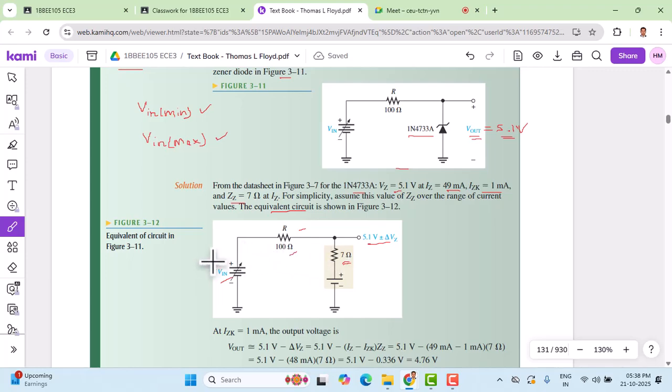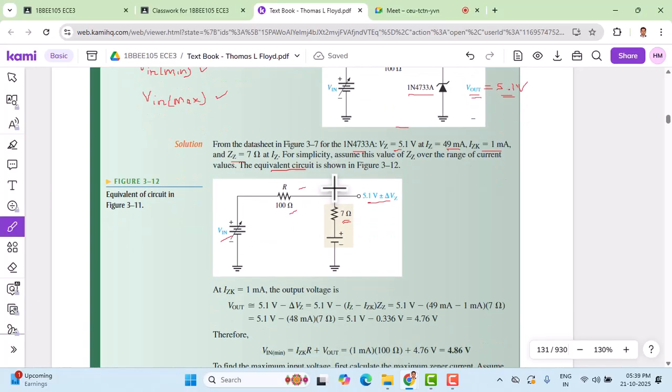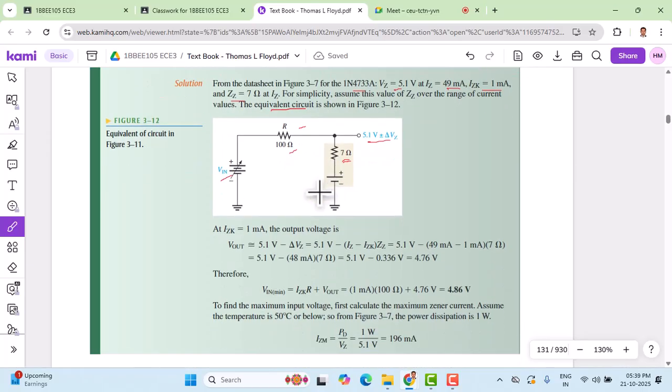Now we should calculate what should be the V in minimum and V in max. So let's work that out similar to the previous example that we have shown. So IZK is as per the data given. IZK is the knee Zener current, which is given as 1 milliampere. And now we can use this formula here.